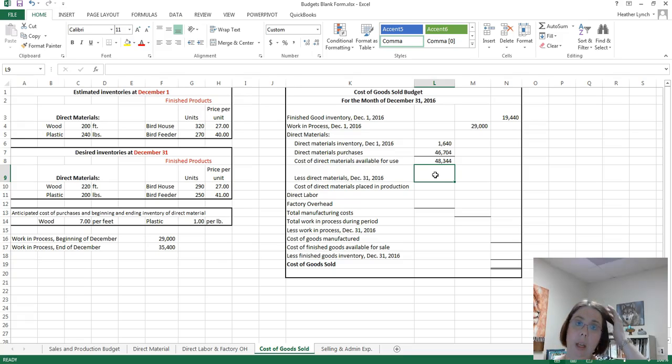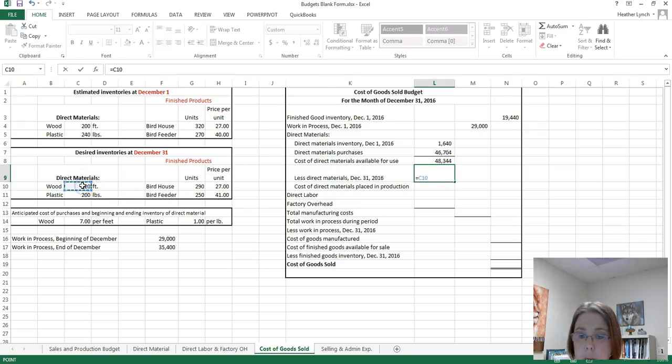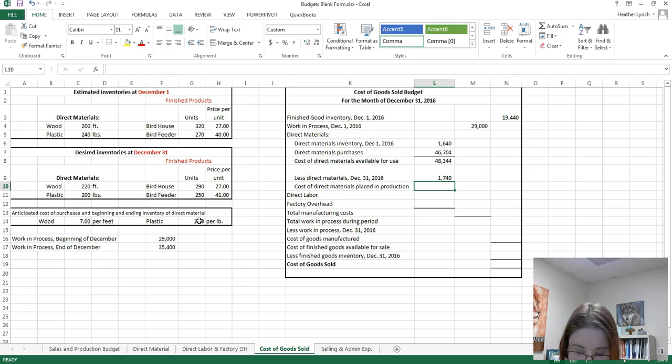Now we need to look at the less direct material December 31st. So like we did up here for December 1st, now we're doing it for December 31st. So we take our 220 times our $7 plus our 200 times our $1. So that's $17.40. So what this does is we can subtract, because it's less our direct materials December 31st, we have now $46,604.